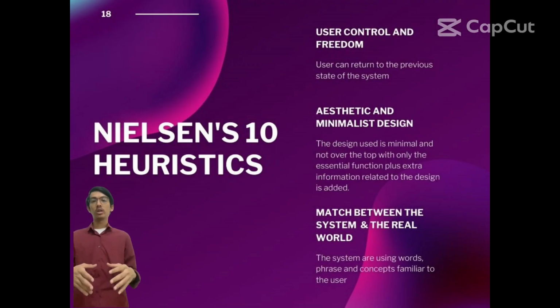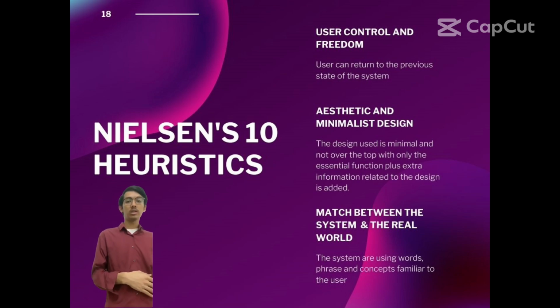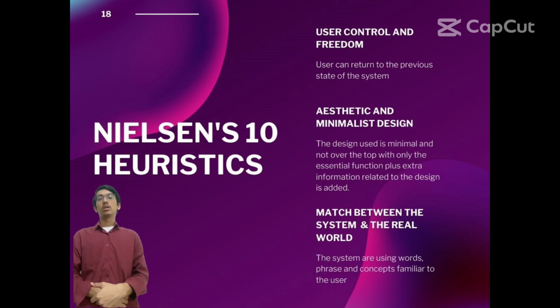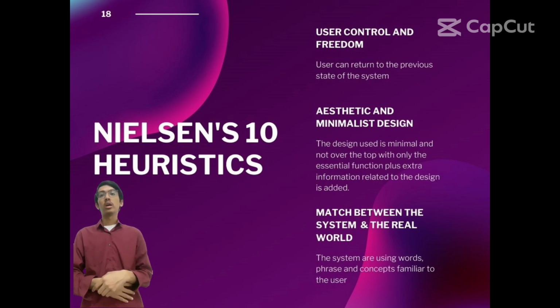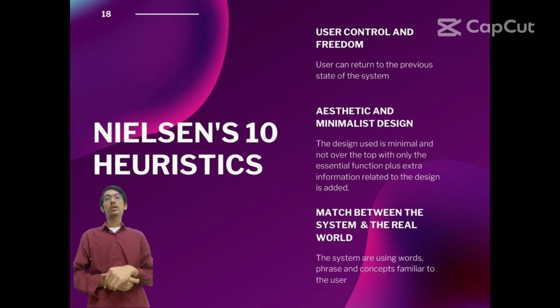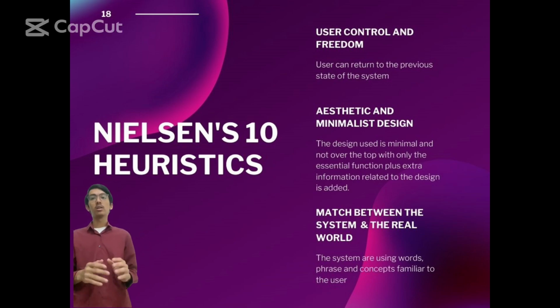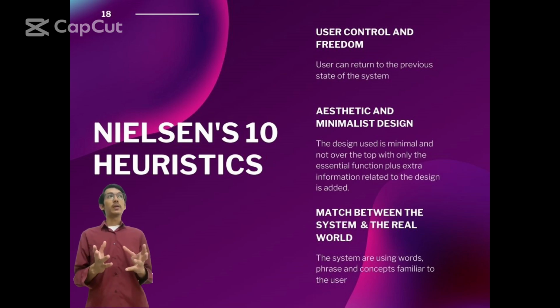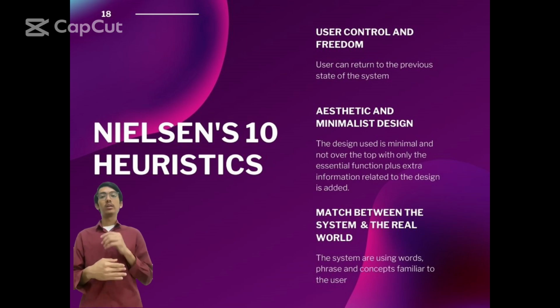Furthermore, we also use some of Nielsen's 10 heuristics in designing the app. First, user control and freedom, where users can return to the previous state of the system, like undo when they make a mistake. The second one is aesthetic and minimalist design. The design is minimal and not over the top. It is simple, with only essential functions and a few extras added.